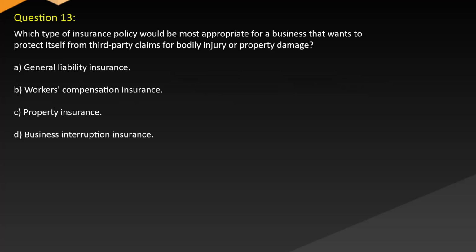Question 13. Which type of insurance policy would be most appropriate for a business that wants to protect itself from third-party claims for bodily injury or property damage? A. General liability insurance. B. Workers' compensation insurance. C. Property insurance. D. Business interruption insurance.